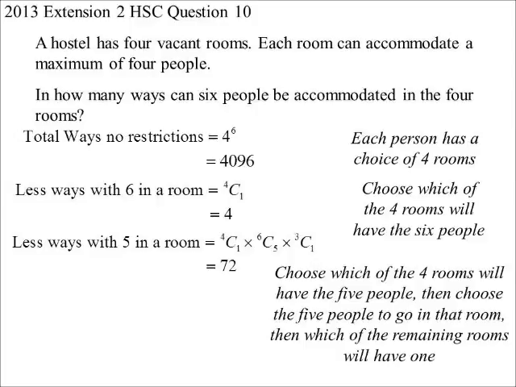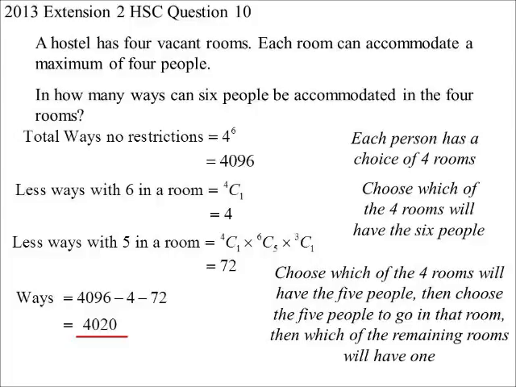But also we can't have 5 in a room. So I'm going to take that one away as well. So I'm going to choose 4C1, I'm going to choose which room's going to have 5 in it. 6C5, then I'm going to choose which 5 are going in that room. And then that final person who's been left by themselves has got a choice of 3 rooms they could go in. Well, that leaves me with 72. That, therefore, should leave me with all the possibilities where there's a maximum of 4 in a room. So 4,096 minus 4 minus 72, 4,020. Now, that wasn't using a separator idea or an insertion.